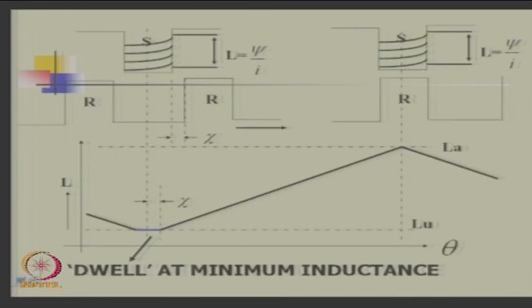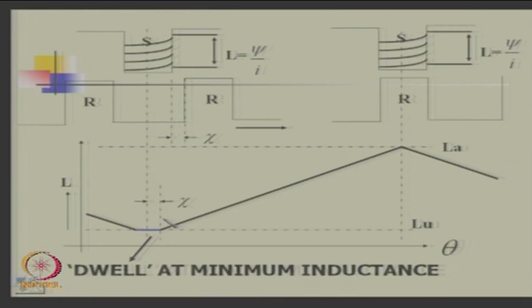So, you find that zeta, then there will be a dwell here, because your interpolar arc is more than the pole arc of the stator. So, this is zeta, which is half of the difference between the interpolar arc and the pole arc. Therefore, you find there is a constant inductance even when you vary. Any doubt on this? I hope it is obvious.